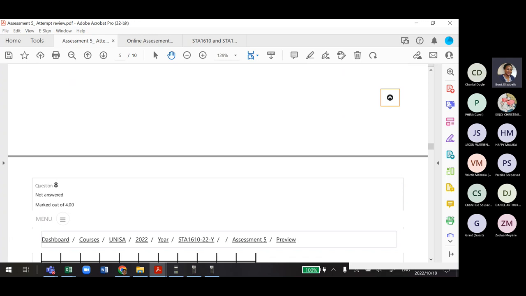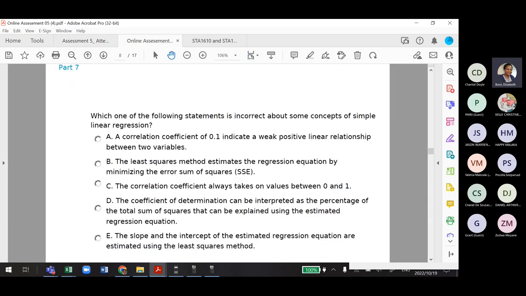Moving on, which is different to the question that we had here. As you can see, we're looking for the incorrect statement, and you can see that B is correct because this statement is correct. A correlation coefficient of 0.1 will indicate a negative correlation. C says the correlation coefficient takes a value between 0 and 1. We know that it takes a value between negative 1 and 1. So that is correct.